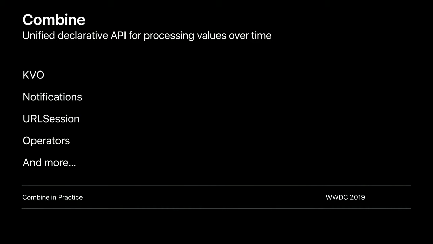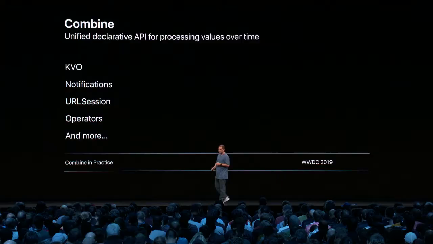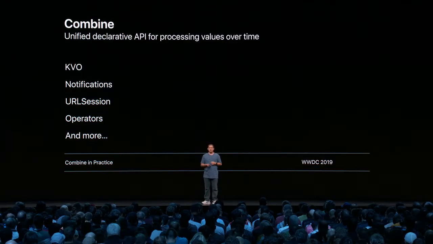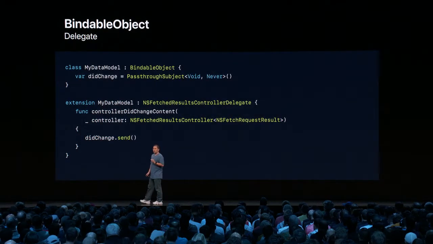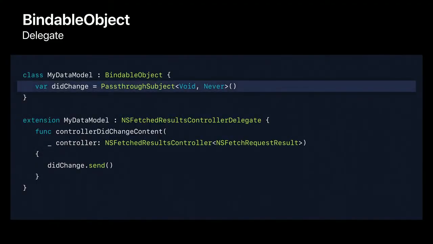In addition to the publishers, as you saw with the merge operator, there are a number of different operators to do complex merging or zipping together of various publishers. I really suggest that you watch the Combine in Practice talk. However, I do want to point out one more specific publisher, and that's the PassthroughSubject.